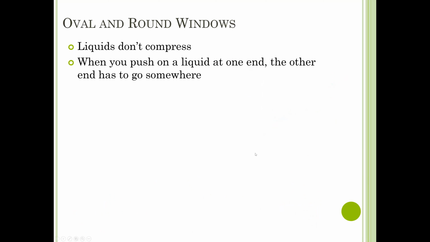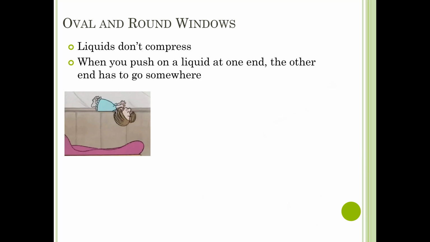So a lot of students have a little trouble actually visualizing the oval and round windows and what they're doing. The reason that you need both of these windows is because liquids don't compress. When you push on a liquid at one end, the other end has to go somewhere. So think about squeezing a water balloon. If you squeeze one end, the other end's going to bulge outward.